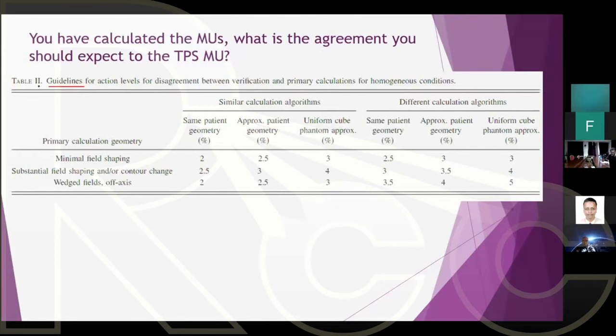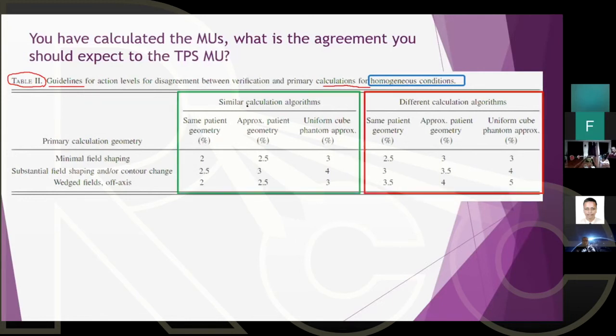This is table 2, تمام؟ هذاك الأول كان table 1, هذا table 2. Now we have 2 tables here. The table number 2 بيحكي calculation for homogeneous condition. يعني ال TPS تبعكم is calculating without heterogeneity correction. And now I am doing MU check. I can do MU check with something similar بالcalculation أو something different.